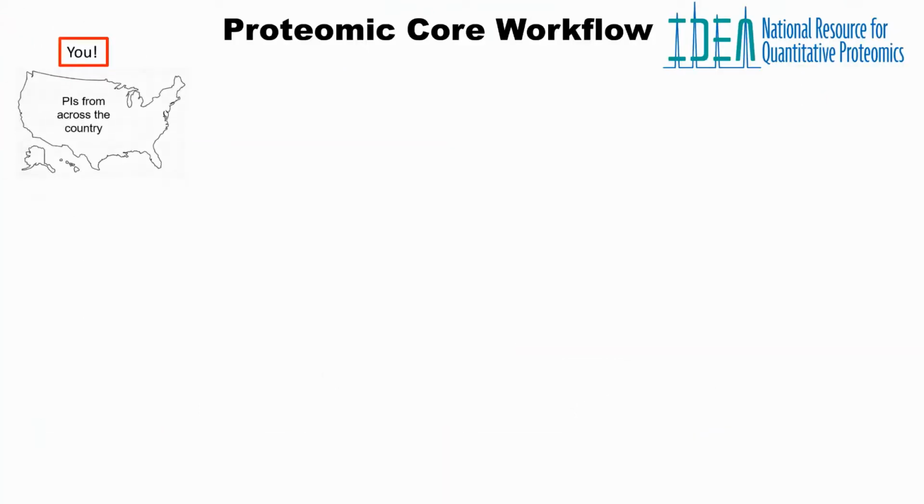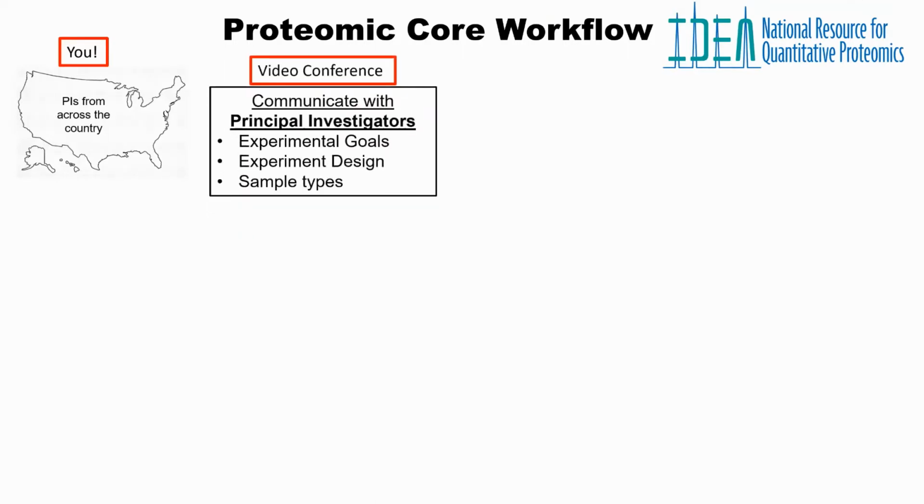Principal investigators from across the country, including you, usually contact the core by email to set up an initial consultation. This consultation is now done by video conferencing, where we communicate with you, the principal investigator, about your experimental goals, explain some of the experimental design choices that you have, and talk about your sample types. If you decide to use the core, then you would need to send us your samples for processing.